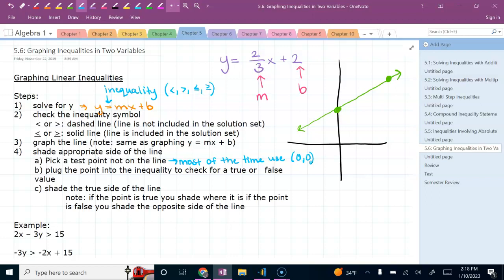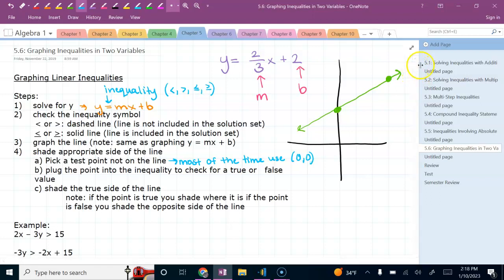We plug that point into our inequality to see if it's true or false, and that will tell you what side of the line you should shade on. If it comes out to be a true statement when you put 0, 0 in, then you want to shade on the side of the line that 0, 0 belongs on. If it's false, then you want to shade on the opposite side.